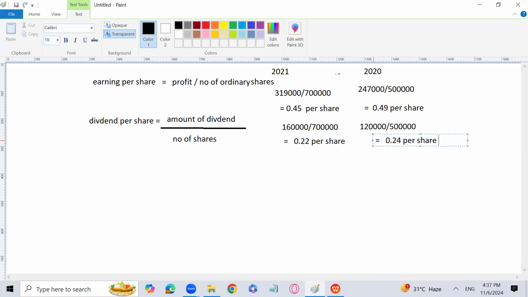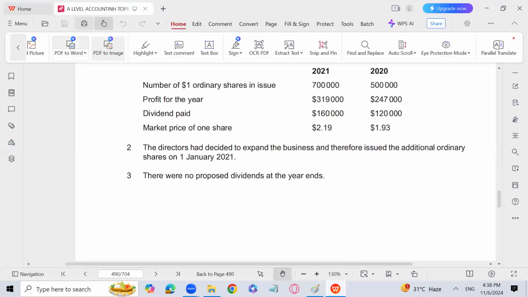Instead of that, the more capital has been invested, the profit has not increased accordingly. Same is the case with the dividend: shares have increased, but the dividend has not increased accordingly. So dividend per share has decreased by 0.02. On each share, the dividend you are getting by purchasing each share is 0.22 per share in 2021 compared to 2020.